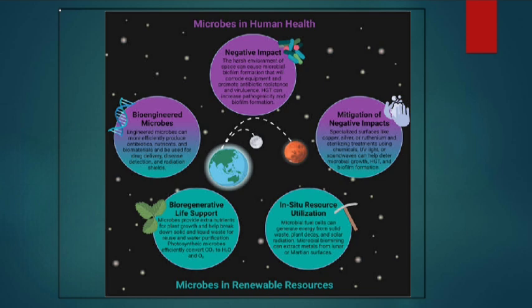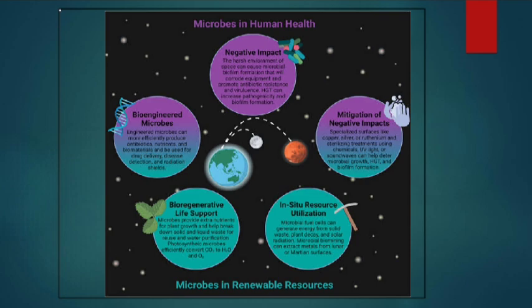In situ resource utilization. Microbial fuel cells can generate energy from solid waste, plant decay, and solar radiation. Microbial biomining can extract metal from lunar or Martian surface. Biogenerative life support: microbes provide extra nutrients for plant growth and help break down solid and liquid waste for resource recovery and water purification. Photosynthetic microbes efficiently convert CO2 to H2O and O2. Engineered microbes: engineered microbes can more efficiently produce antibiotics, nutrients and biomaterials and be used for drug delivery, disease detection, and radiation shielding.